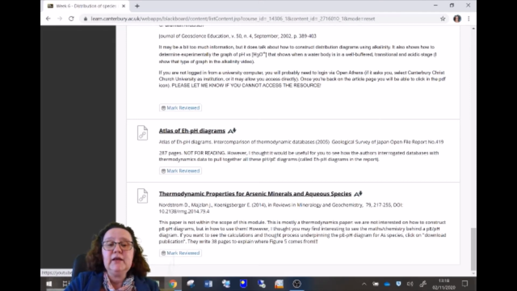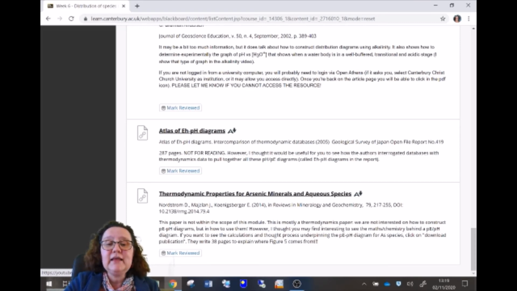And finally, a paper from 2014 on arsenic species, a distribution diagram of arsenic species in water. And again, it's beyond the scope of this module. This is a thermodynamics paper, it's a theory paper. It's not the aim of this module that you are able to generate these diagrams. The aim of the module is for you to understand what those diagrams are and how to use them. But I thought it would be interesting for you to see where they come from.